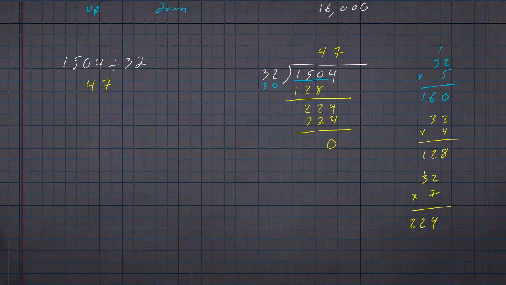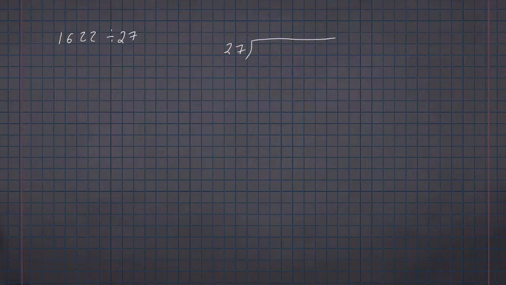Of course, division very often does not work out exactly. Much of the time when you try to perform long division, weird things are going to end up happening. For example, let's take a look at 1,622 divided by 27. We will again set this up. 27 goes into 1,622.